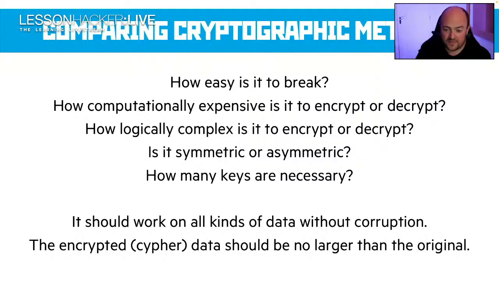is broken anyway. Is it symmetric or asymmetric? Asymmetric's best. And how many keys are necessary? How many different keys do I need along the chain to get it to work? Now, ideally, it should work on all kinds of data without corrupting the original. And the encrypted data, or the cipher, should be no bigger than the original, because if it becomes bigger than the original, then it seems a bit pointless.